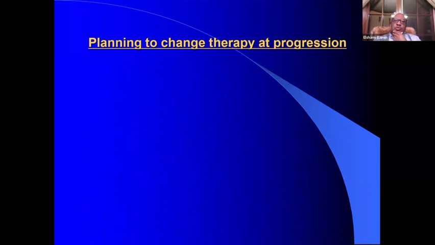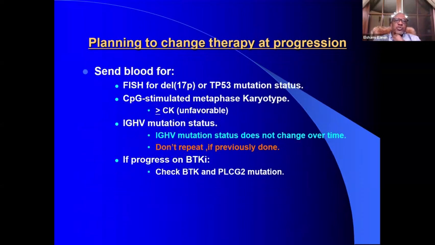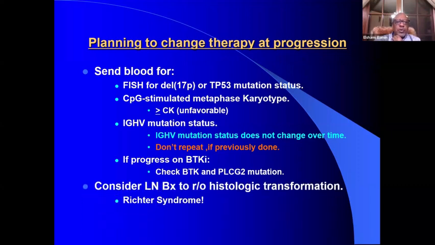So if you're planning to change therapy at progression, this is just to answer the last question, send blood for FISH and for karyotype. Do not repeat IGHV because it does not change over time. If the patient progresses on a BTKi, if the patient received a BTKi before, check BTK and PLCG2 mutations to see whether they may still respond to a BTKi, and consider a lymph node biopsy to rule out transformation to Richter syndrome.